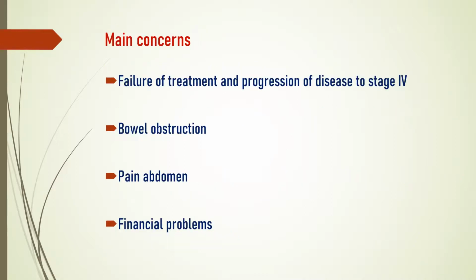Next slide, please. So the main concerns for the family were the failure of treatment despite neoadjuvant chemotherapy and the progression of disease to stage 4. There was liver involvement and extensive peritoneal caking. This was associated with a bowel obstruction. There was pain in the abdomen, and added to that, there were financial problems that the family were having.